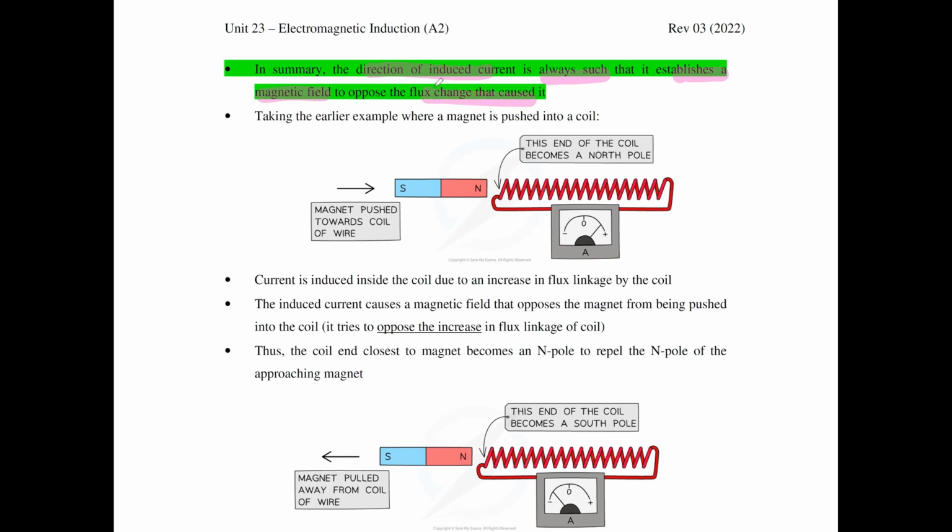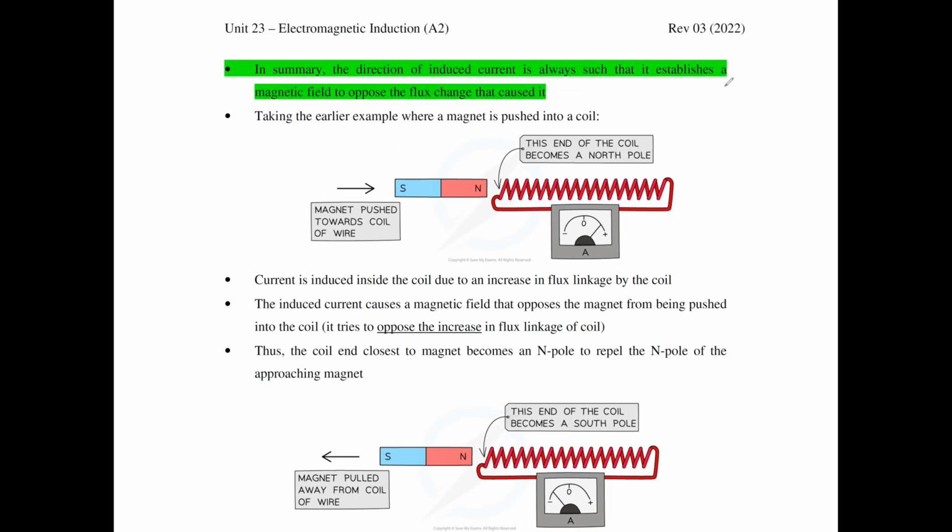The one in your notes, the definition was that the direction of induced current is such as to oppose the flux change that causes it. This one here is basically based on the same thing. It's just that here we add something else: the induced current is always such that it establishes a magnetic field to oppose the flux change that causes it. This is just adding something extra in between. Now, why do we say that your induced current is such that it establishes a magnetic field to oppose the flux change that causes it?